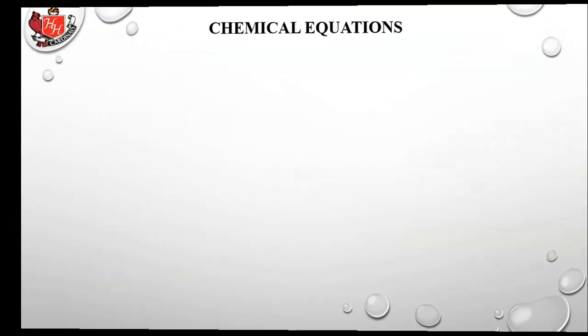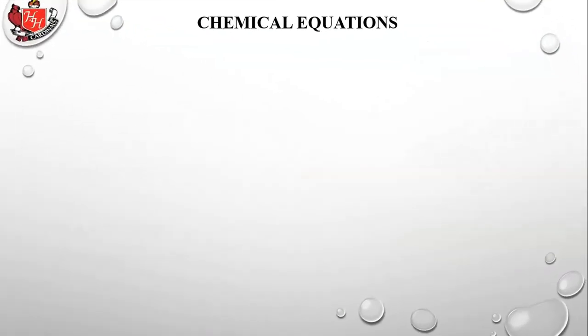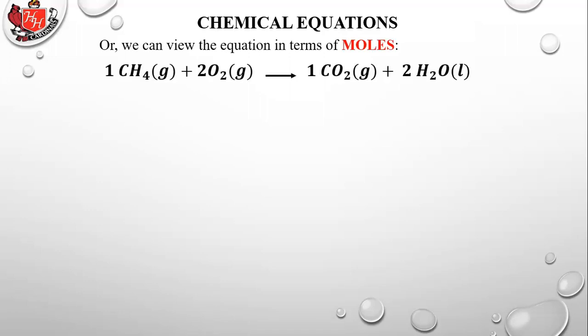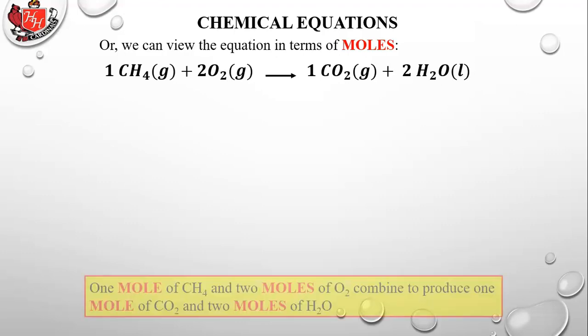But we don't really deal on the molecular level here. We can't see molecules, we can't measure them, we can't weigh them. So the next way is we can view them in terms of moles. Moles are these big baskets of molecules that are big enough for us to actually see with our eyes and weigh on a scale.